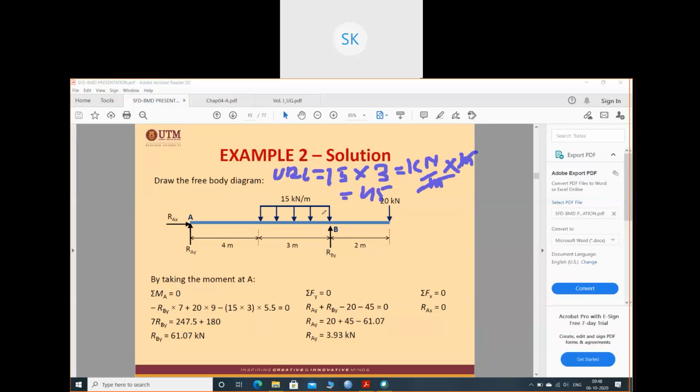Whatever load is given to you, you have to multiply with the distance. Suppose 15 kilonewton per meter is acting over a 5 meter distance, then you have to do 15 into 5. That's how you will get the UDL in kilonewton. Understood this part? Okay, hope you have understood.